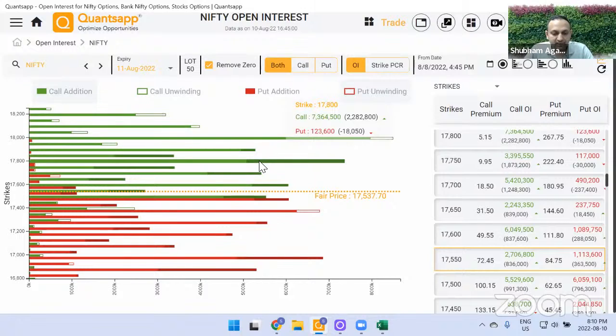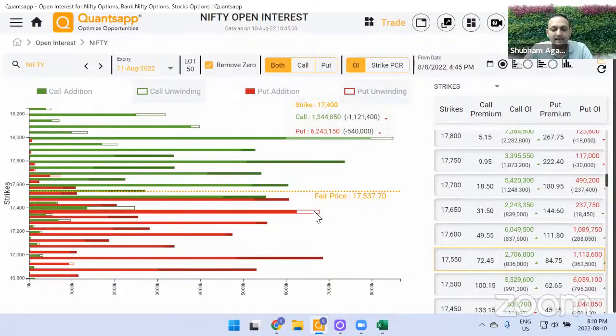And similarly, if you see the next liquid strike, that is 17,800, even that has added a lot of call options, right? But on the other side, for the puts, 17,500 has added some OI. And this hollow sign that you see, where there's a red bar and then a hollow red bar, right? Inside this is where the reduction has happened.